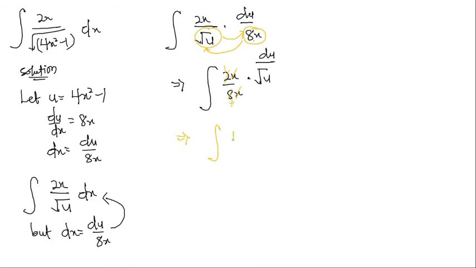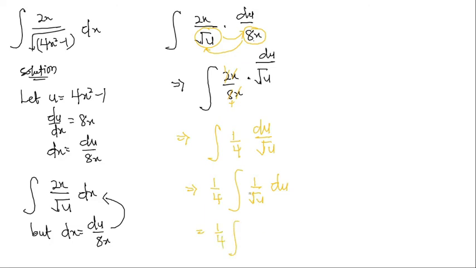So we have 1 over 4 what? Du on what? Root of what? U. So if we bring the 1 outside, we have 1 over 4 integral of what? This can be rewritten as 1 over root of u du. Okay, alright, so we have 1 over 4 integral of what?